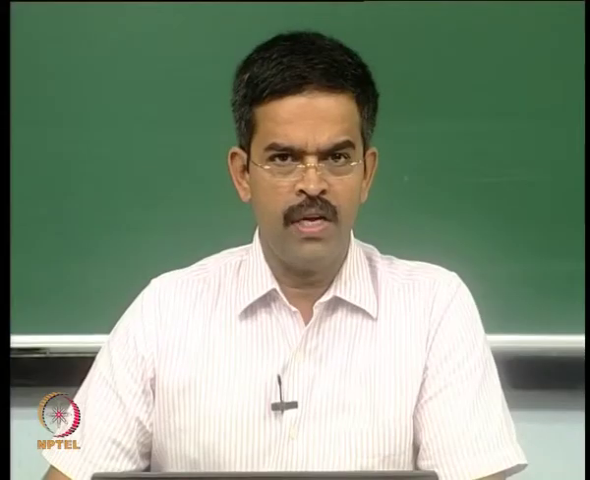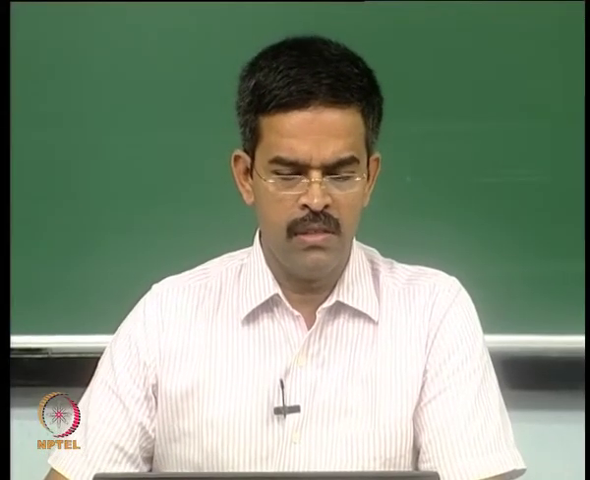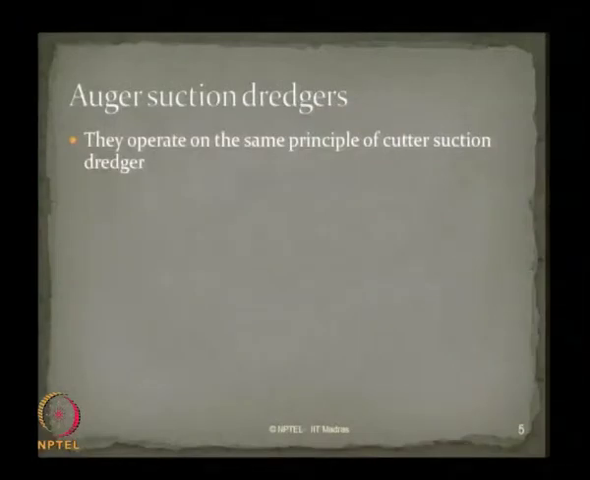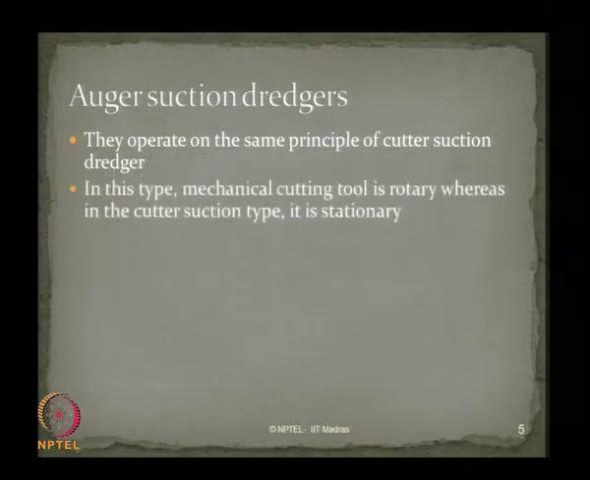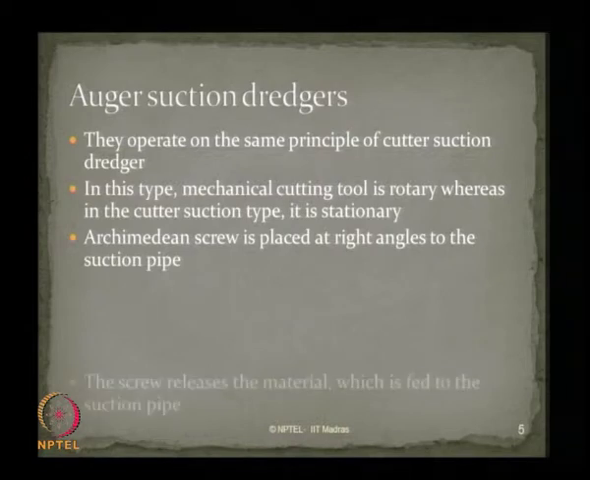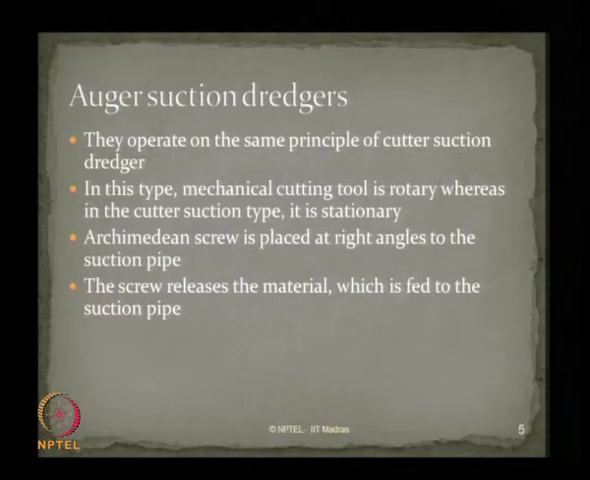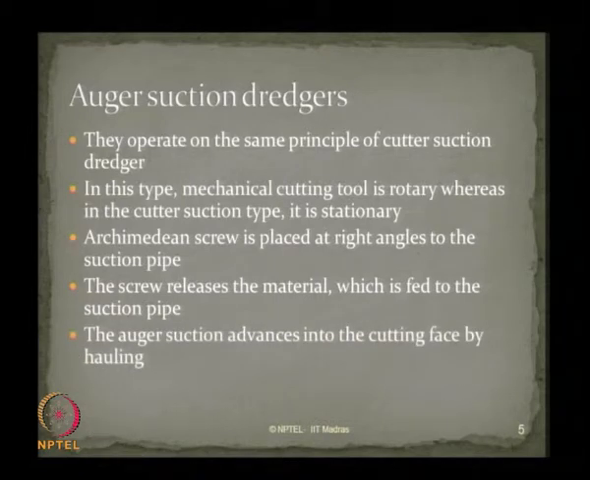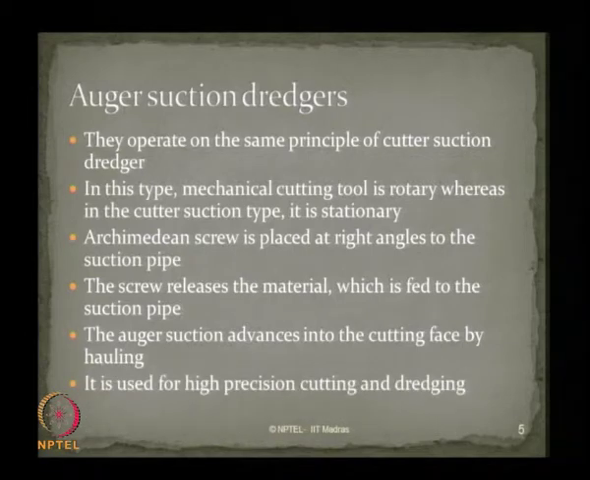Alternatively, you have another type of dredger which is called auger suction dredgers. They operate on the same principle as that of cutter suction dredgers which you saw in mechanical types of dredgers. In this type, a mechanical cutting tool is rotary, whereas in cutter suction type the cutting tool remains stationary. An Archimedean screw is placed at right angles to the suction pipe. The screw releases the material which is fed to the suction pipe as it enters the pipe. The auger suction advances into the cutting phase by hauling operation. It is used for very high precision cutting and dredging.